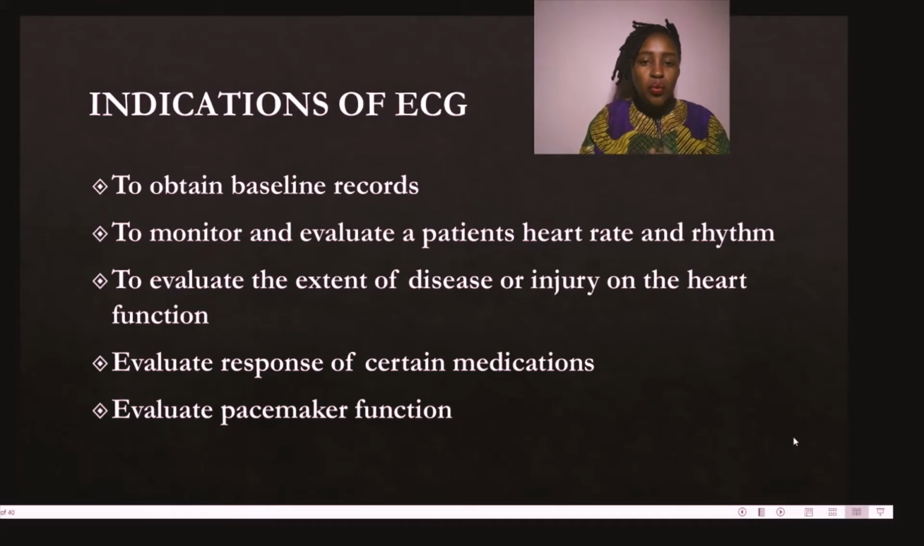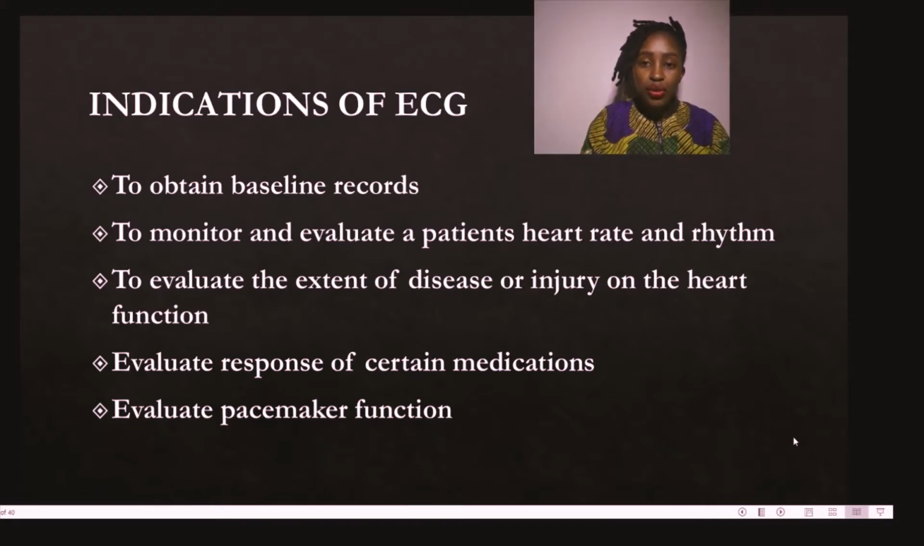So why would one do an ECG, or what are the indications of doing an ECG? One is to obtain baseline records. If it's your first time in hospital or attending a clinic, like say you're going to a cardiology clinic for the first time, they would like to see your ECG first before they can actually go ahead and try to treat you. Then to monitor and evaluate a patient's heart rate and breathing, to evaluate the extent of disease or injury to the heart function, to evaluate response of certain medications.